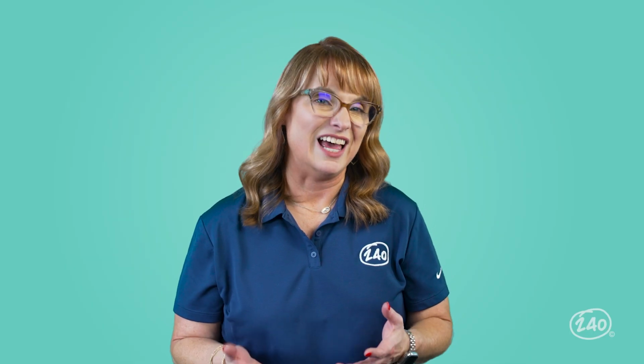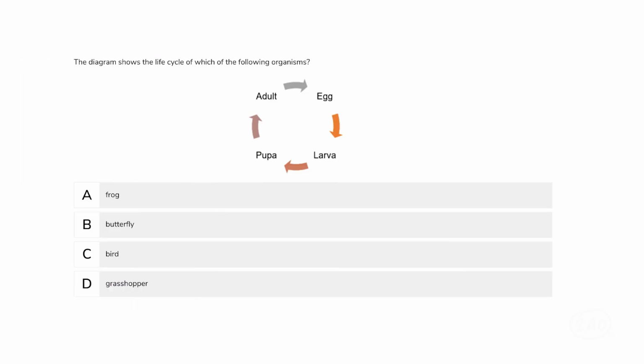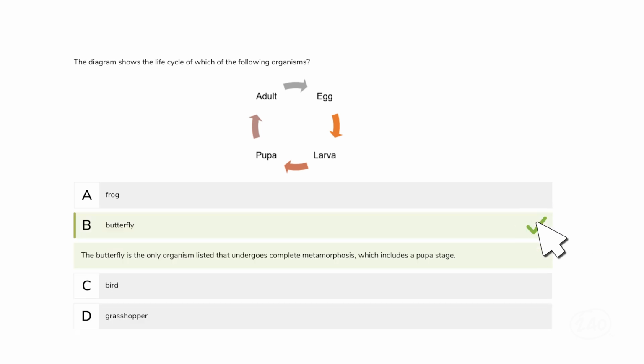Had enough of physical science? Let's move on to life science. Specifically, let's talk about metamorphosis. The diagram shows the life cycle of which of the following organisms? The butterfly is the only organism listed that undergoes complete metamorphosis, which includes a pupa stage.